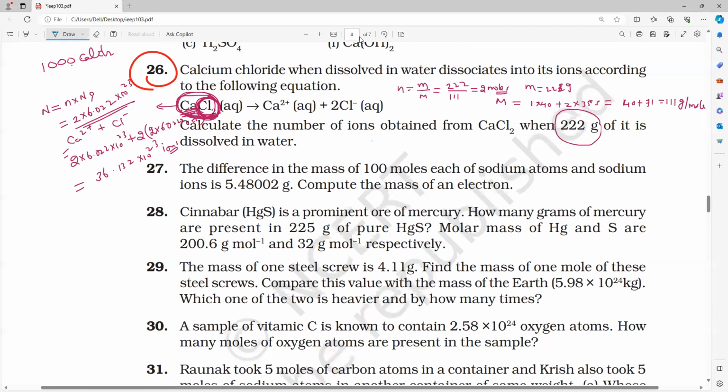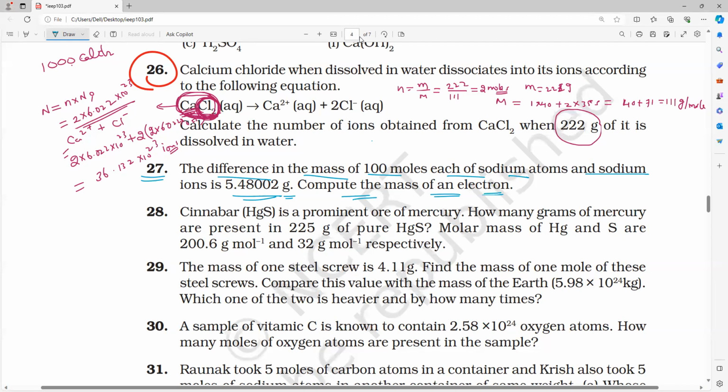Next, question number 27. The difference in the mass of 100 moles of each sodium atom and a sodium ion is 5.48002 grams. Compute the mass of an electron. They are saying that the difference in the mass of 100 moles of each of sodium atoms and sodium ions is 5.48002 grams. So what is the mass of an electron, they are asking.